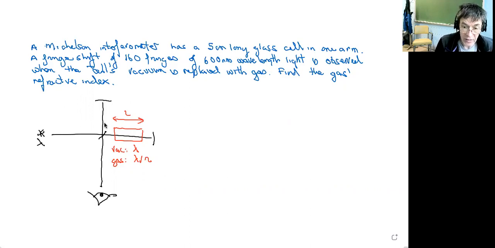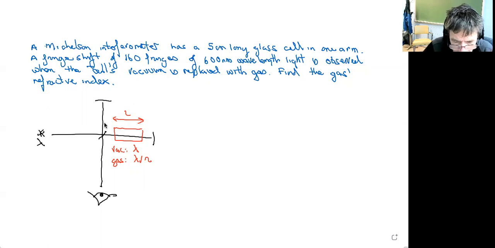And so there are actually more wavelengths that fit in the cell when you've got gas in the cell, and fewer wavelengths that fit in the cell when you've got vacuum in the cell. And so you get a corresponding change in the fringe pattern. You get a fringe shift. So let's go ahead and solve this problem.